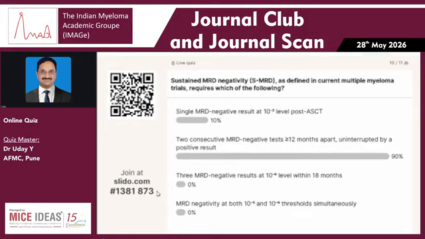The single point MRD negativity may reflect a transient suppression, whereas sustained MRD negativity indicates that there is a durable disease control. In fact, all of you need to understand this concept very thoroughly, because the IMWG is coming up with a cure definition, and the cure definition revolves around sustained MRD negativity. Okay, let's go on to the next question.